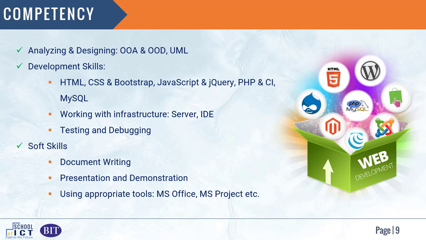What kind of competencies do you need to succeed? There are at least 3 types. First, your analyzing and designing skills, probably object-oriented analysis and design using UML. Then, your programming skills, programming language stack, IDE and tools. Finally, soft skills, which are essentially your presentation, demonstration, and writing skills.